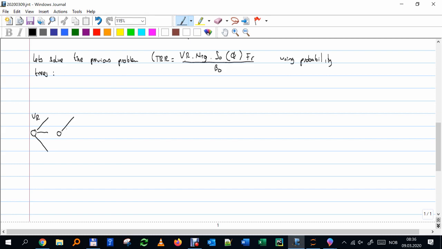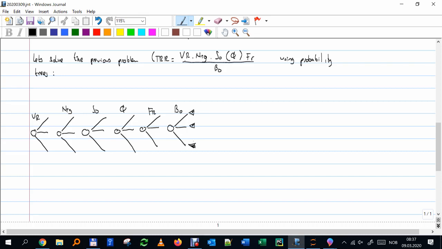I make it like that. Net to gross. Then I write 3 more for SO. Then I have 3 more, and that will be porosity. And then I have 3 more for FR, and 3 more for BO, and finally I have the end node.